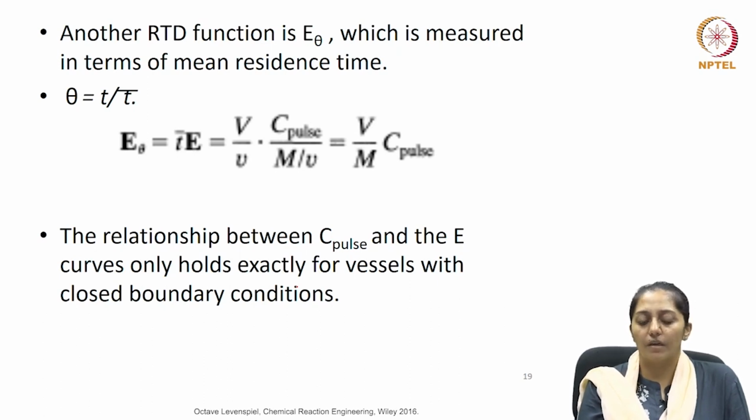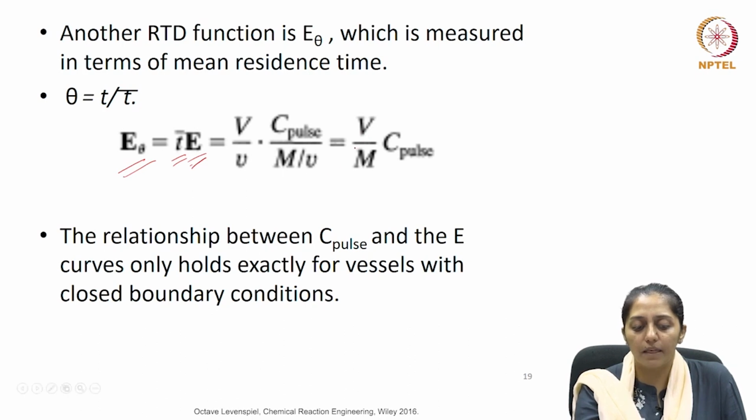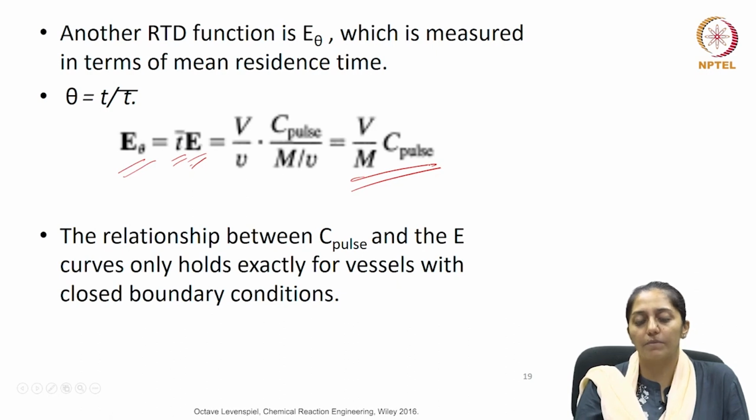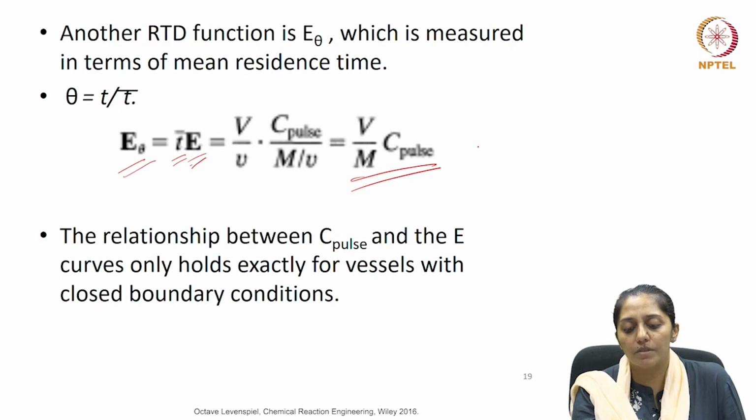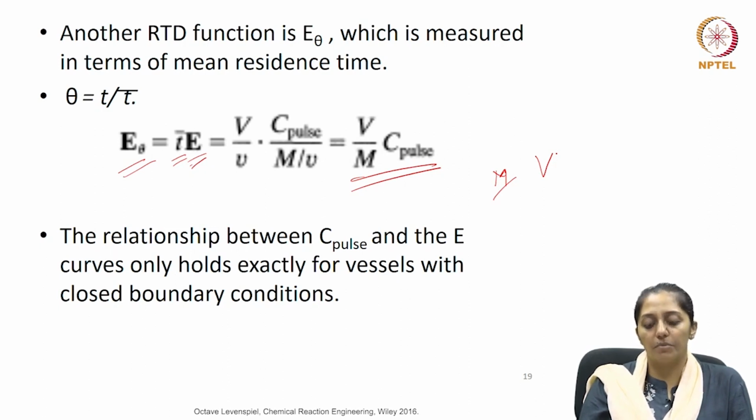Now, another RTD function is called E theta, which is measured in terms of the mean residence time. Here E theta is the mean residence time multiplied by the E values. The residence time is nothing but V by F, which is capital V by small v, and E was given as C pulse by capital M by small v. So effectively, E theta values can be obtained from the C pulse curve if we divide the corresponding C values by M and multiply by the volume. Now we have the correlation between the C pulse, E curve and E theta, which is true for vessels with closed boundary conditions.